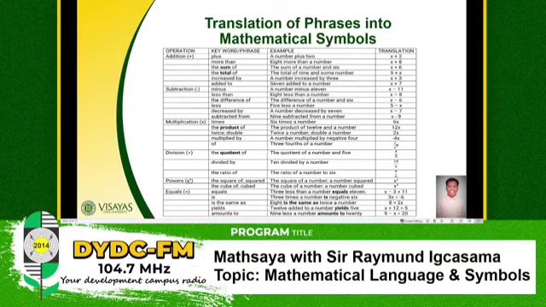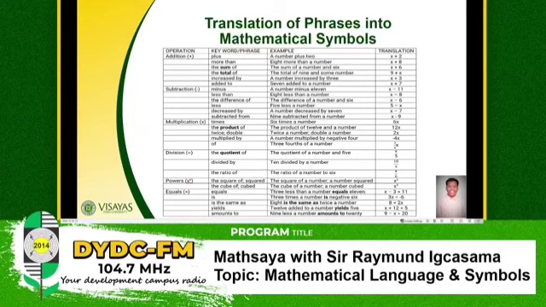Example for that, a number plus 2. If you translate that into symbols, it does not mean that you always use X. In my example, I'm just using X because I am accustomed to that. But as I mentioned a while ago, you can use other letters in the English alphabet. You can use Y, Z, A, B, C, and so on as your variable. So you let X be the number, then plus sign, and then the Hindu-Arabic symbol 2. 8 more than a number is X plus 8, and so on.